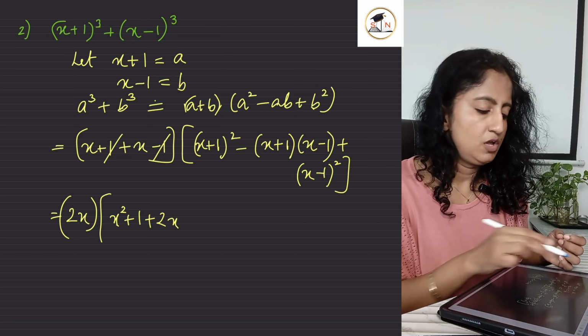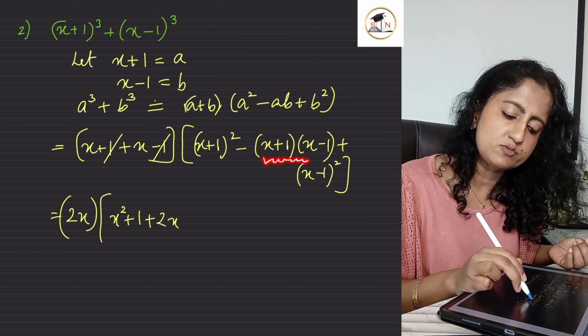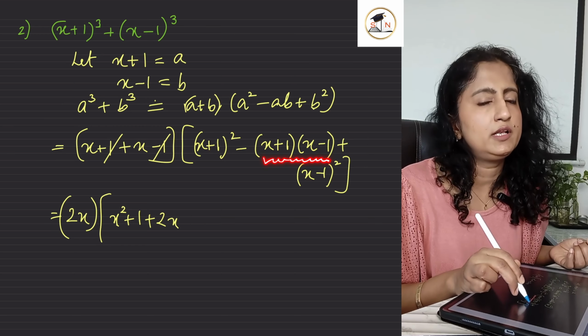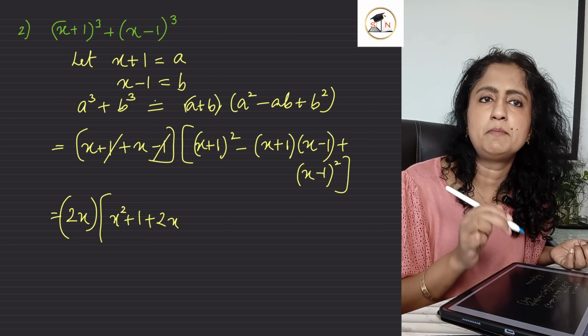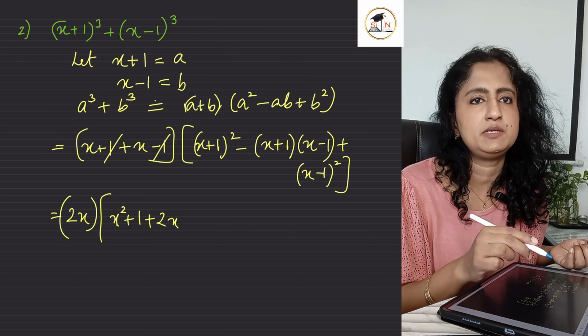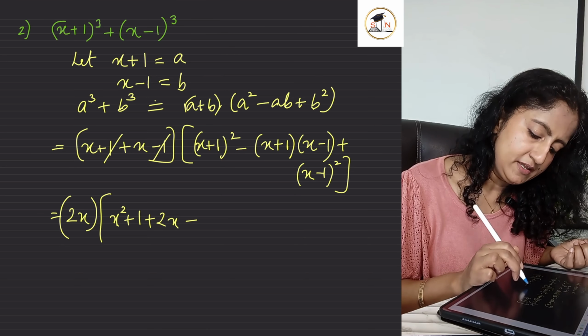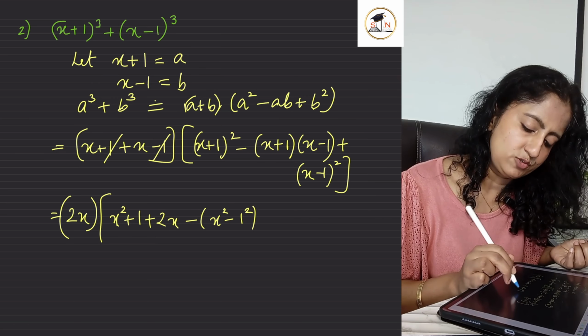Okay, now what do we get in the middle term over here? It's a product of x plus 1 into x minus 1. Quickly recall what you think it should be. It is x square minus 1 square, your third identity of a square minus b square, right? So we get, I'm putting it in bracket, x square minus 1 square.